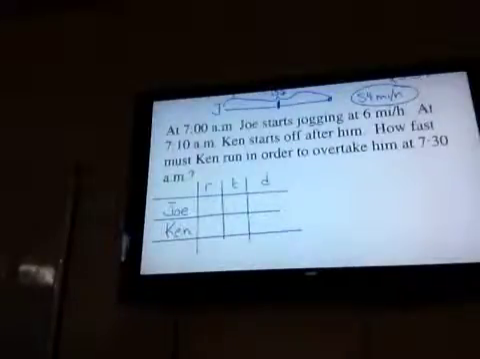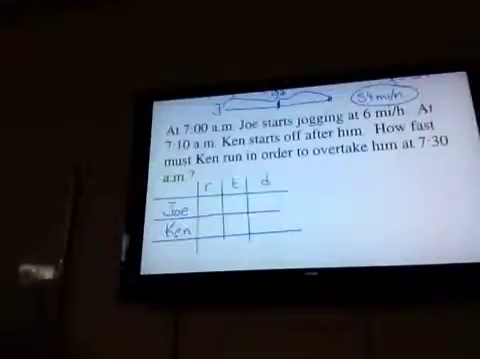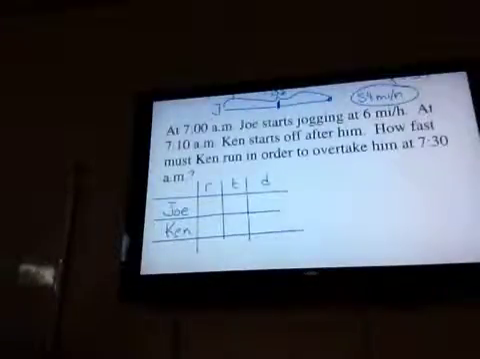Rate, time, and distance. This time we have a start time from the clock, but we also have an end time for the clock. So we can calculate the exact amount of time. That previous one that we did, we just had when they started. Joe is starting at 7, and we want Ken to overtake him at 7:30. So that means Joe is going to be jogging for 30 minutes, or how much of an hour? Half.